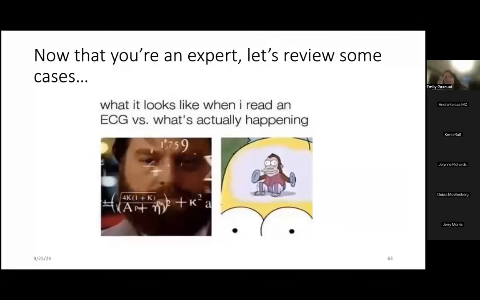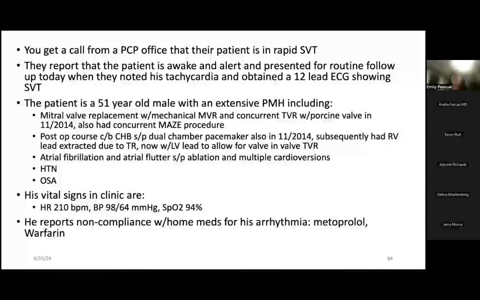Okay, so now we're going to go through some cases. I'm hoping that people maybe want to participate, but if not, when we talk about these cases, these are actually patients of mine that I've seen in the hospital and or in clinic. One thing you probably don't always get to hear is what happens to the patients after you drop them off at the hospital. So we'll talk about how they presented, what their EKG showed, and then also what actually happened to them. So this first patient, you get a call from their primary care doctor's office that they're in SVT.